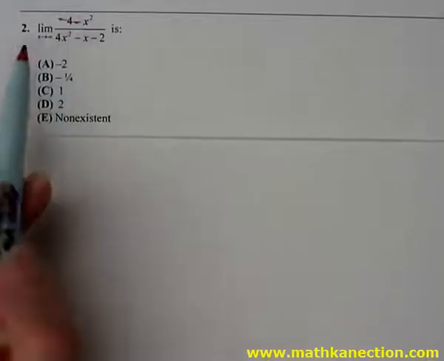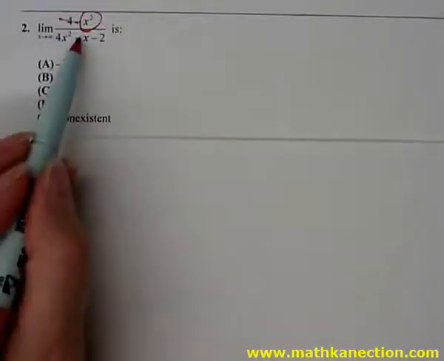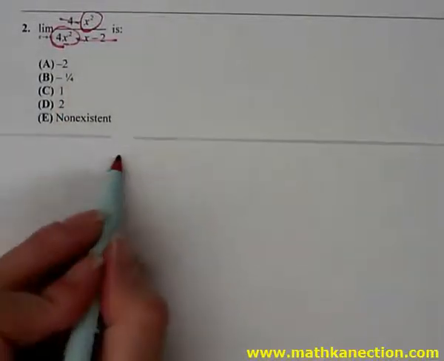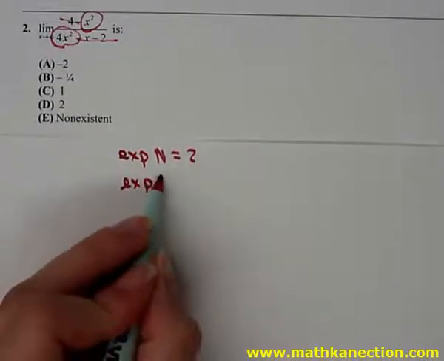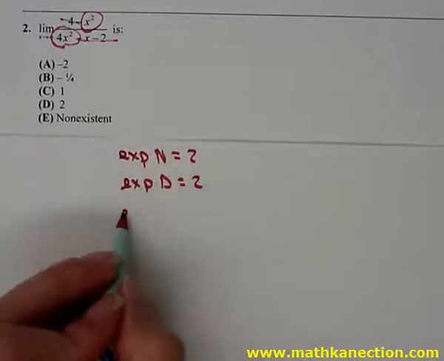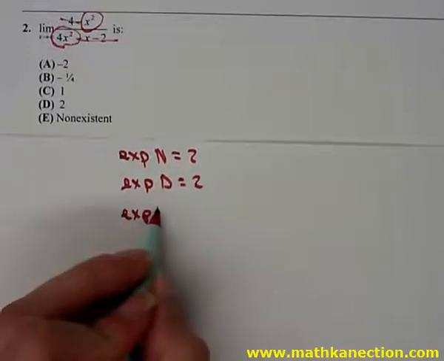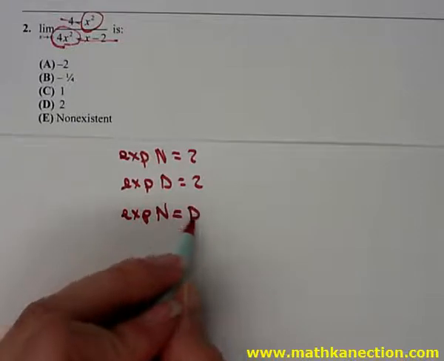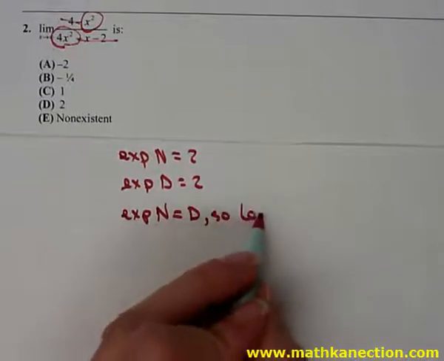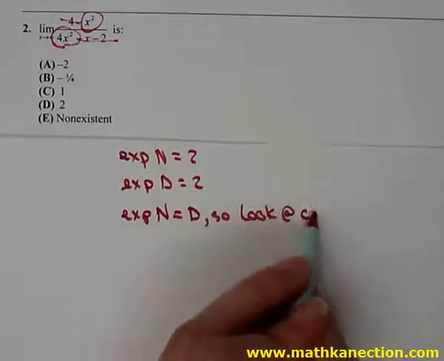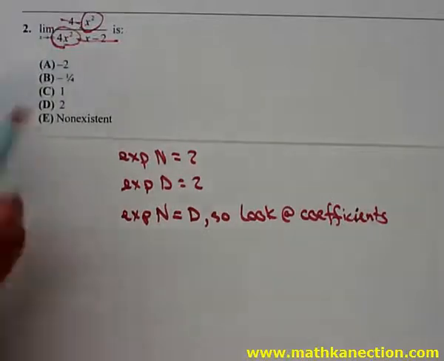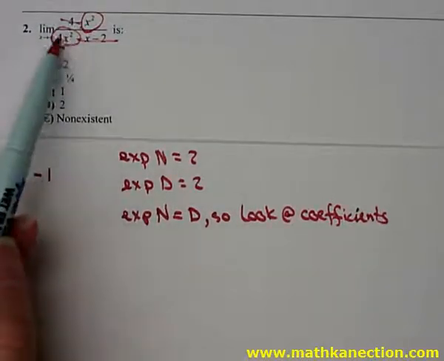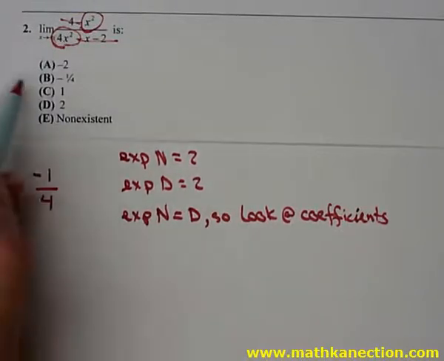Looking at the limit as x approaches infinity again, ignoring the other terms, choosing only the highest exponents, we're looking at the exponent of the numerator, which is 2, the exponent of the denominator, which is also 2. Again, since they are equal to each other, we're just going to look at the coefficients to determine the limit as x approaches infinity. Coefficient from the numerator is -1, and from the denominator is 4. So letter choice B.